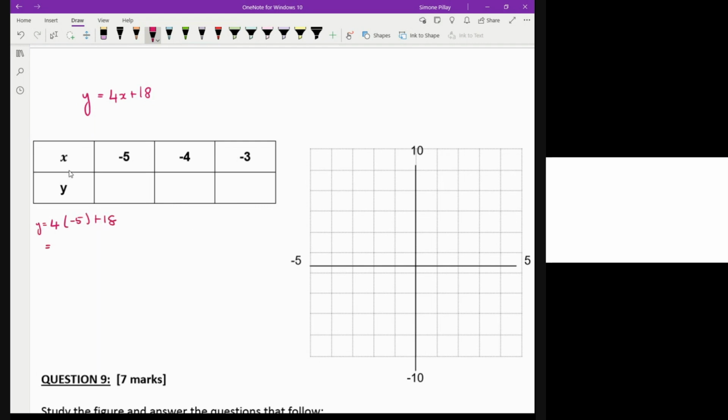Beautiful. So the first one is going to be -2. Correct. And then the second one is going to be 2. 4 times -4 is -16, plus 18. Let me double check you. Correct. That's now +2. Last one. And then the last one is 6, ma'am. 4 times -3 is -12, plus 18. And it is 6. Correct.